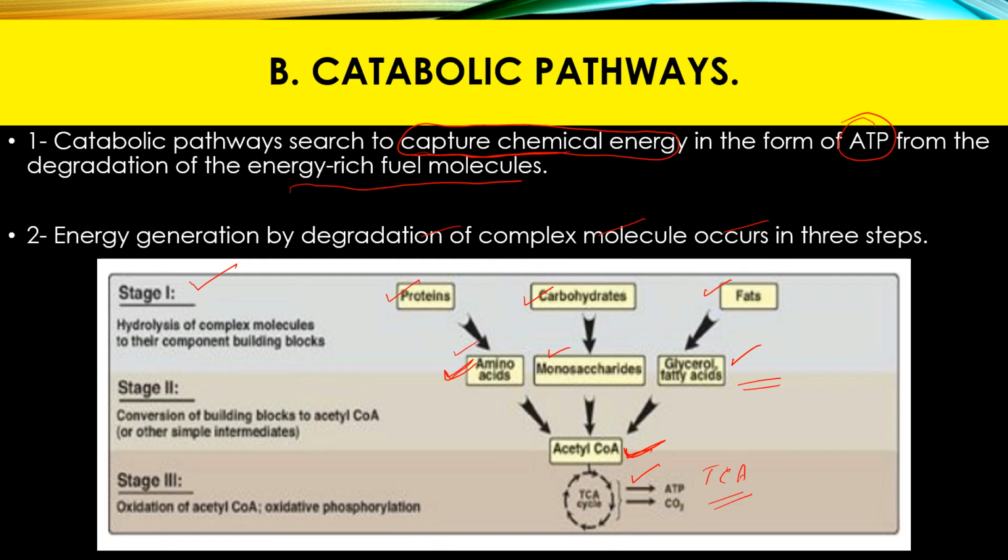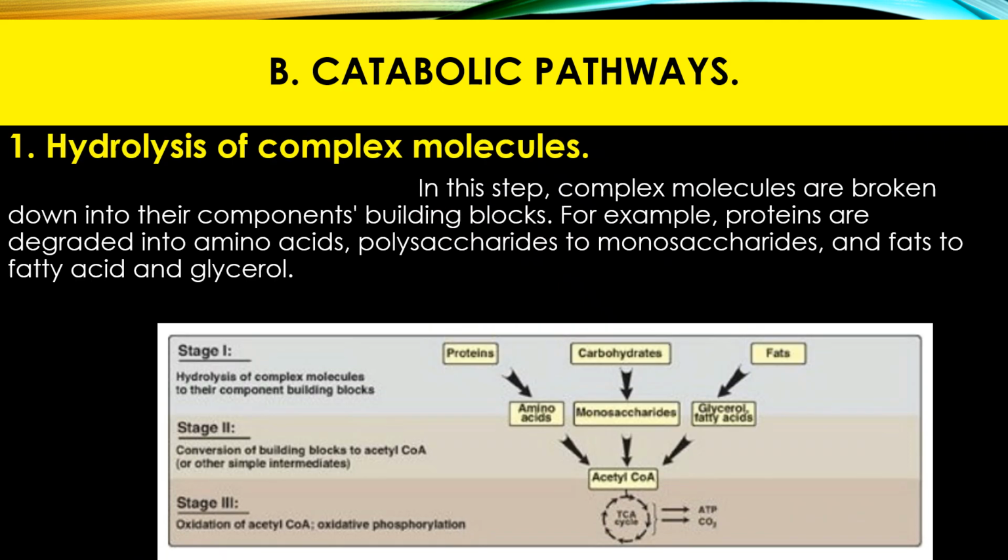In the first stage, complex molecules, protein, carbohydrate, will be converted into amino acid, monosaccharide and glycerol. Then these monomers will be converted into acetyl coenzyme A. Then this acetyl coenzyme A will enter into the Krebs cycle, and then oxidative phosphorylation, as you have read in the earlier classes. So we can obtain the full benefit of the energy-rich molecules in the form of ATP.